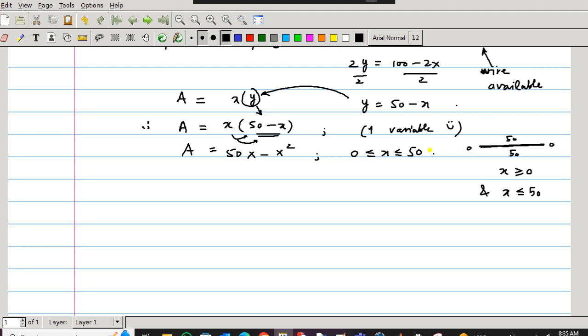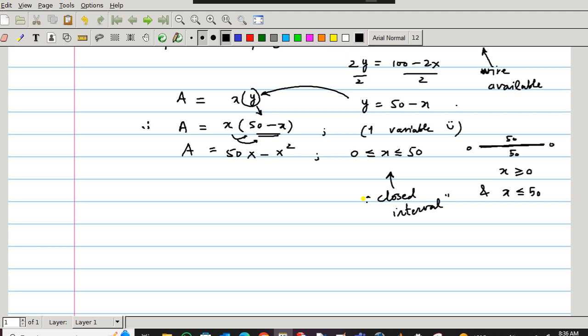So see, it's a closed interval. So I can make it a closed interval. Sometimes you can say that 50 and 0 are not physical. Does not make sense. Why? Because if I take x as 0, the area is 0. So it means you are not making any rectangle. You are just making a length 50 and just coming back. No width, no rectangle. It's just a straight line. So that does not make any sense.